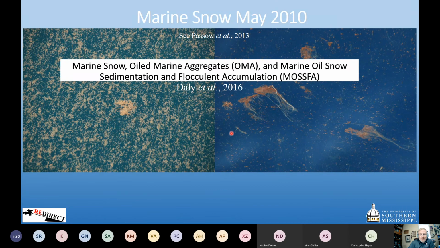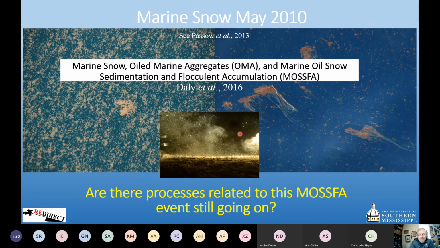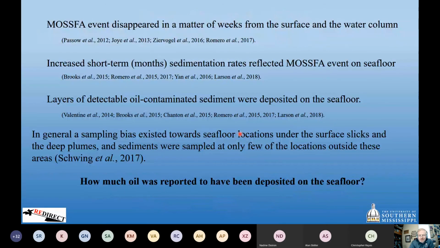So that was the idea, that this is all oil-related marine snow, which then somehow ended up through the water column on the seafloor. And that basically took the surface oil down to the seafloor and deposited it there. And at that point it was, well, that's it. The oil is out of sight, out of mind on the seafloor, done with. Now, the question which came up in some discussion we had out there was, is this really all there is to the MOSFA event, or is there still something else happening to this oil? So there's a little summary there.